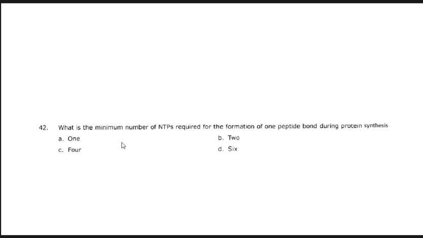The question is, what is the minimum number of NTPs required for the formation of one peptide bond during protein synthesis? The number of NTPs required is 4 for one peptide bond formation.